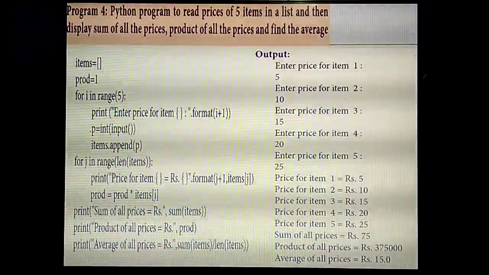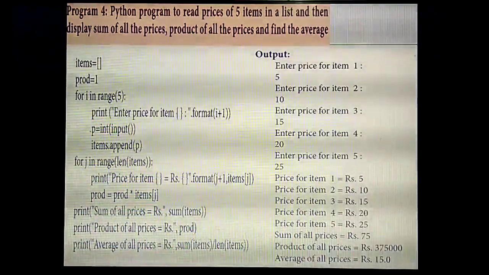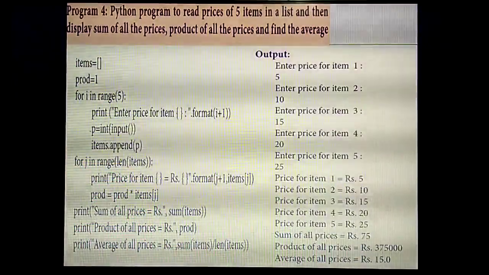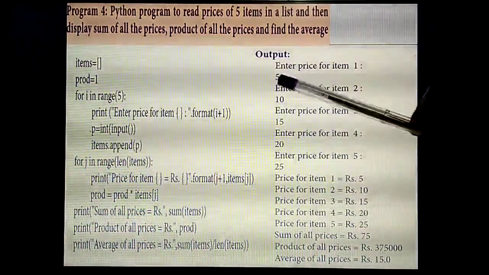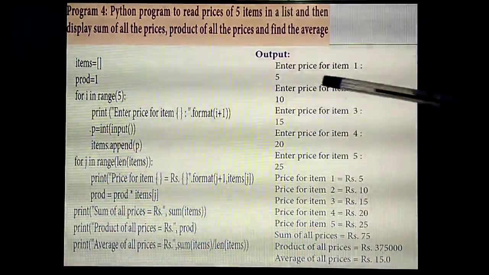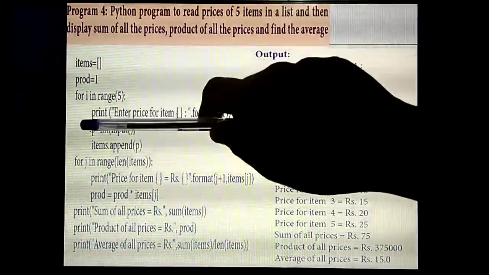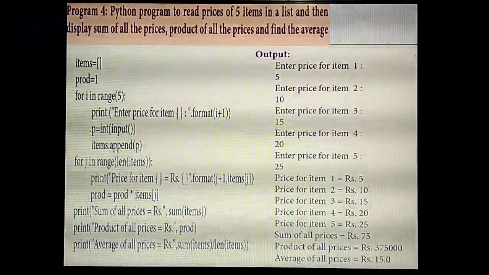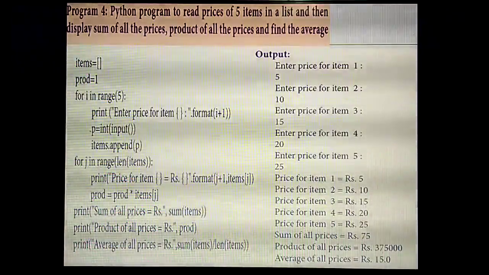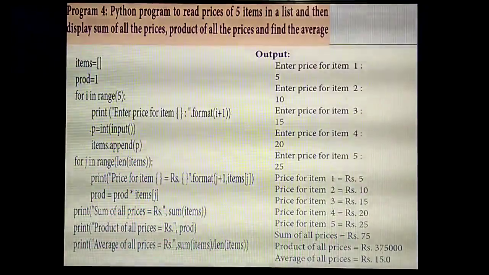Understand? Yes. Next, you need to enter the price for each item, isn't it? So you need to give input. For that, you are going to create another variable, P. What's the use of this variable? See the output: enter price item 1, item 2, item 3. It will display like this, and you need to enter these values, isn't it? The value is of data type int. For that, you create a variable called P, using int of the input function. So whatever inputs you are giving will go to here.